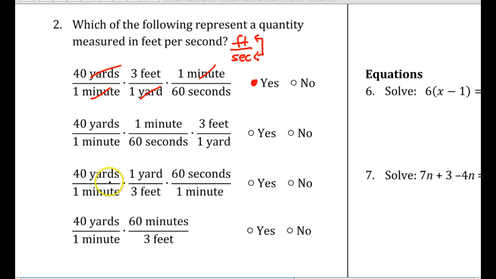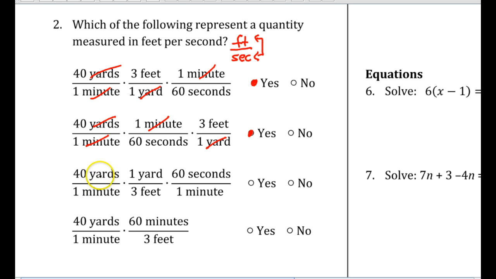We'll just do the same for each one. Yards on top, yards on the bottom. Minutes on top, minutes on the bottom. And feet left over, and seconds, feet on top, seconds on the bottom. So again, that's a yes.